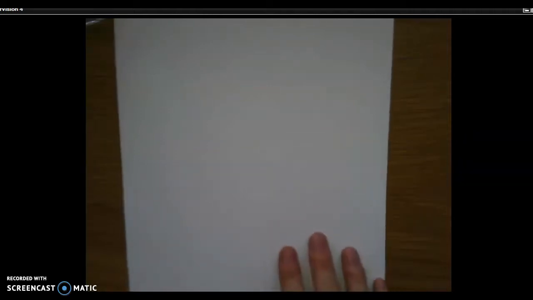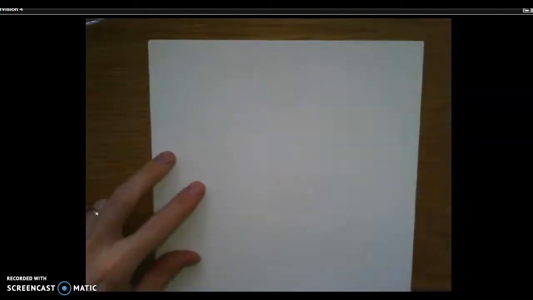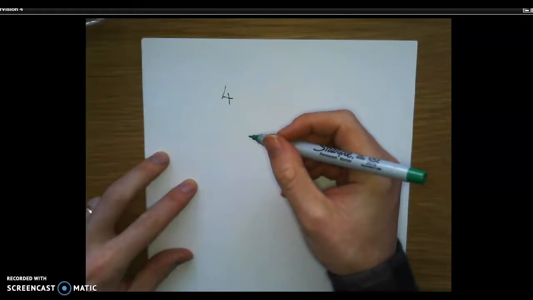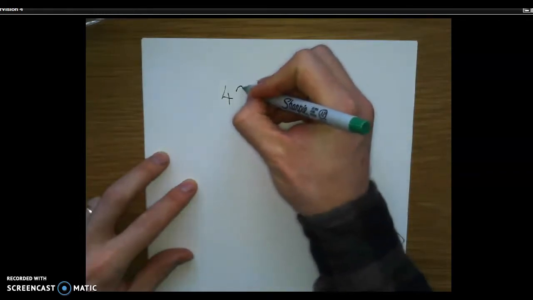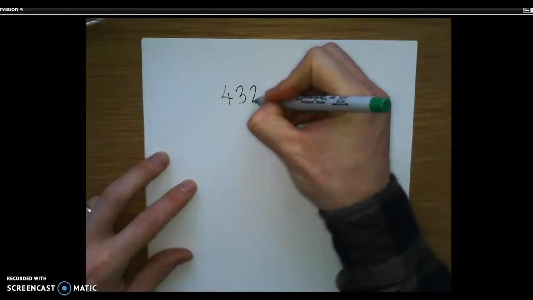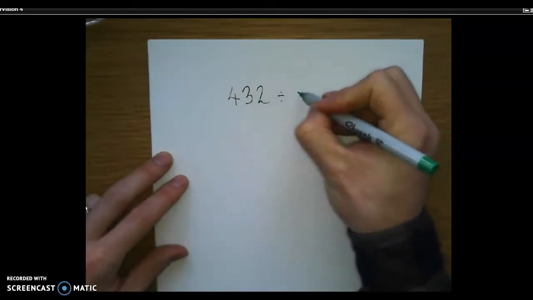Now, I'm going to move on one more. This is all recapping, but it's very important that we do revise, revise, revise. So, if I have a bigger sum, for example, 432 divided by 3.